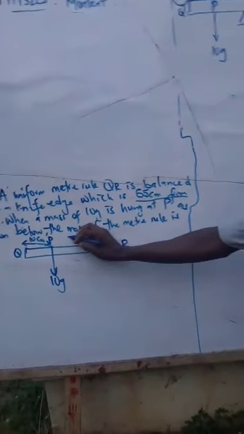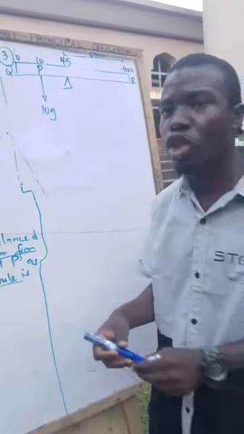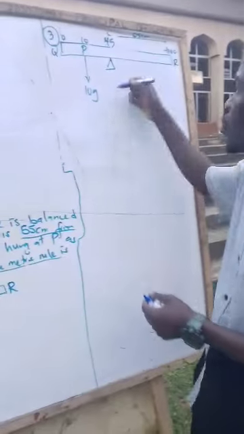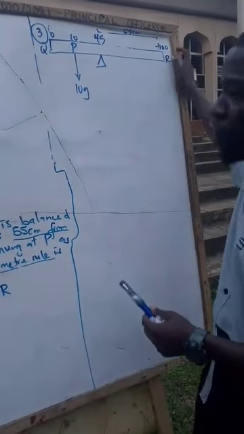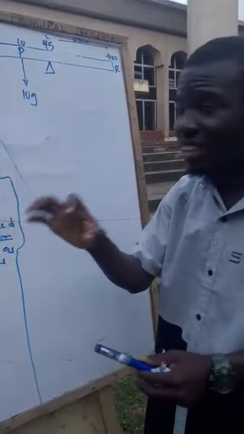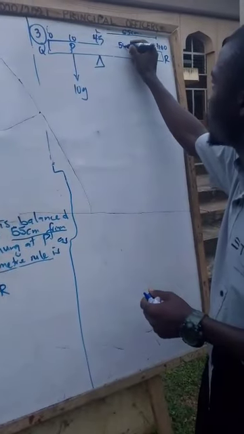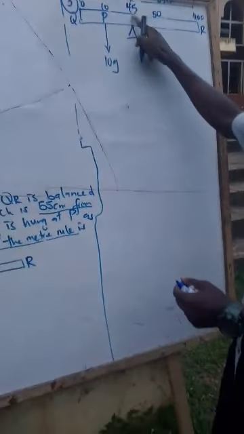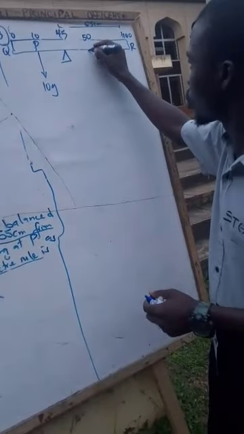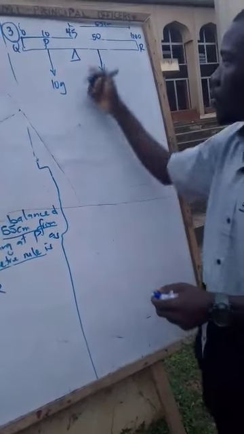So now what did they ask? What is the mass of the meter rule? This question keeps reoccurring. Anytime the mass or the weight of the meter rule is mentioned, you always place it at the center. Since this is a uniform meter rule, which is 100 centimeter in length, the mass of the meter rule will be placed at the center. Since it is 100, the center is 50. So 50 will be after 45. Let's have our 50 here, and let me call it M, which is the mass of the meter rule. So now we are done.